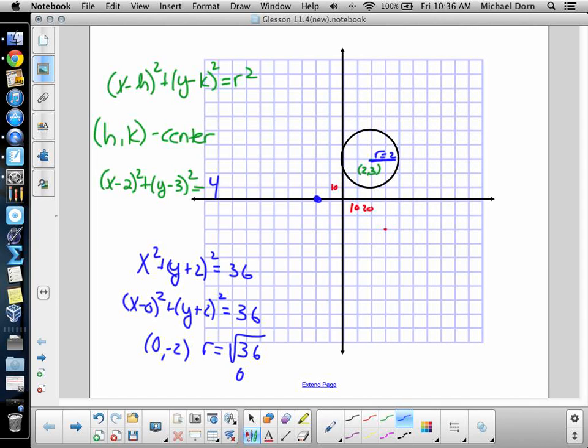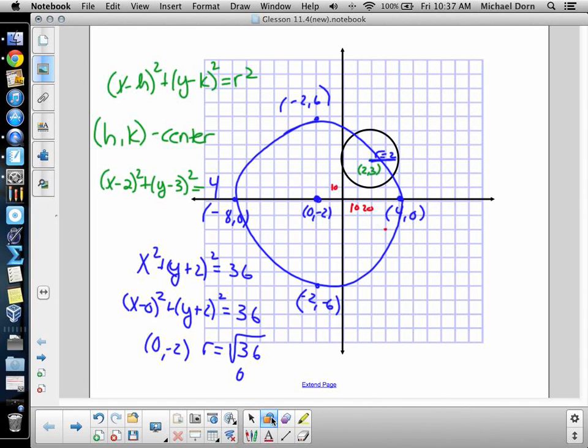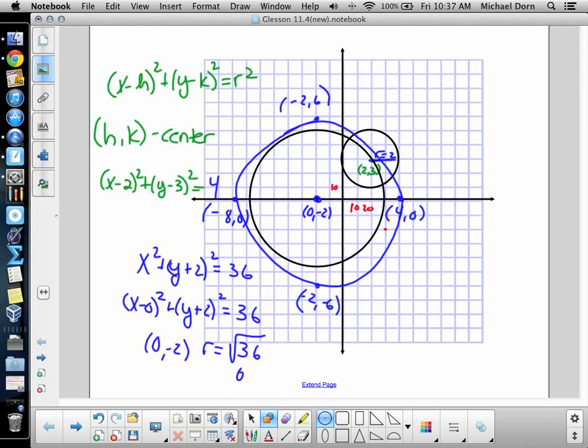So on the graph, I'm going to go 6 to the right. Okay, so that's (0, -2), that's (4, 0). 6 to the left would be (-8, 0). 6 up would be (-2, 6). 6 down would be (-2, -6). And we just do our best to try to draw a circle. Or if we have a smart board, we can do that.